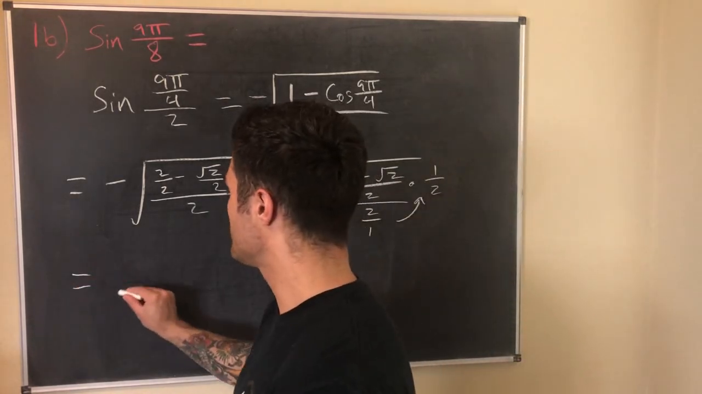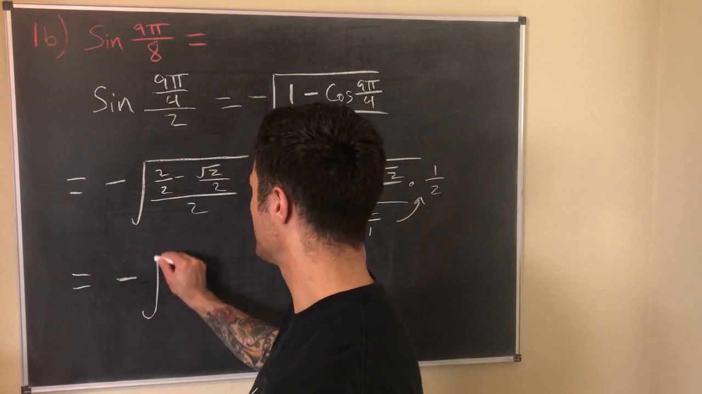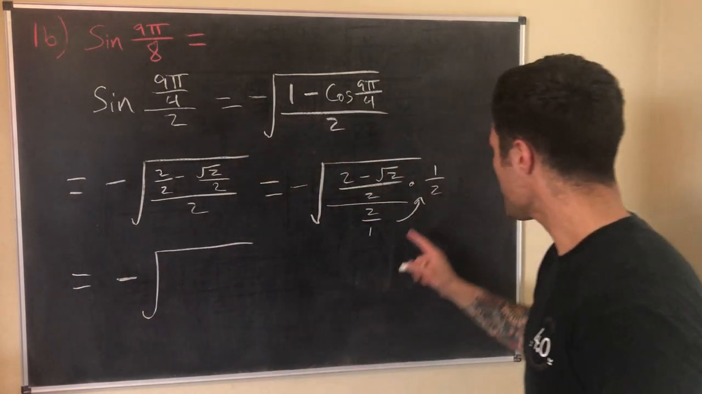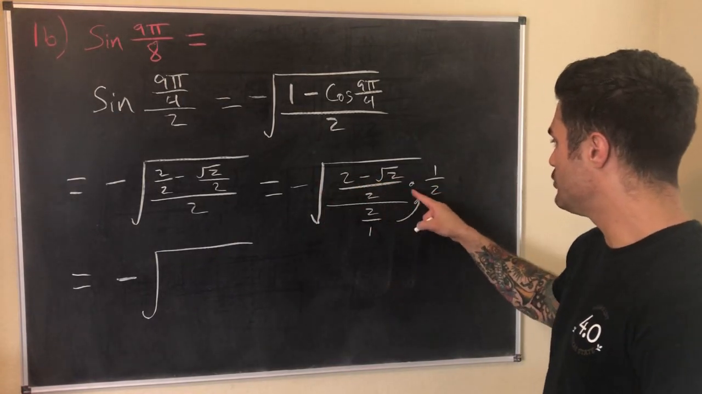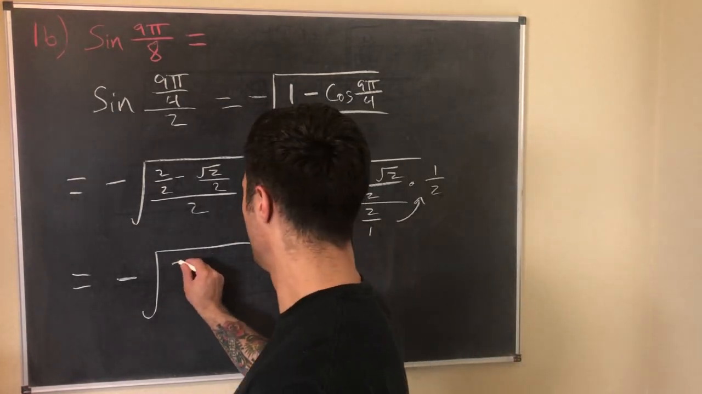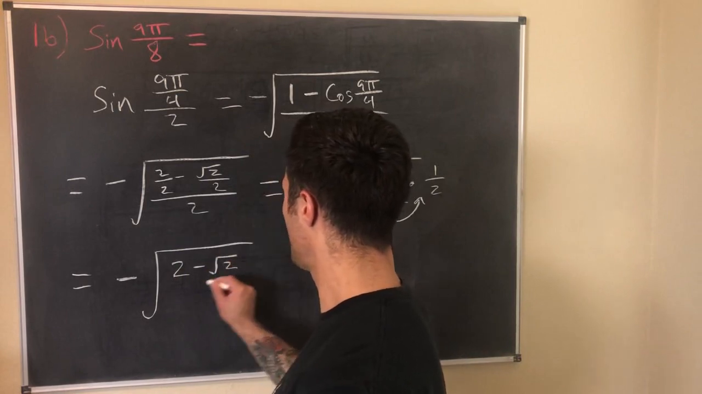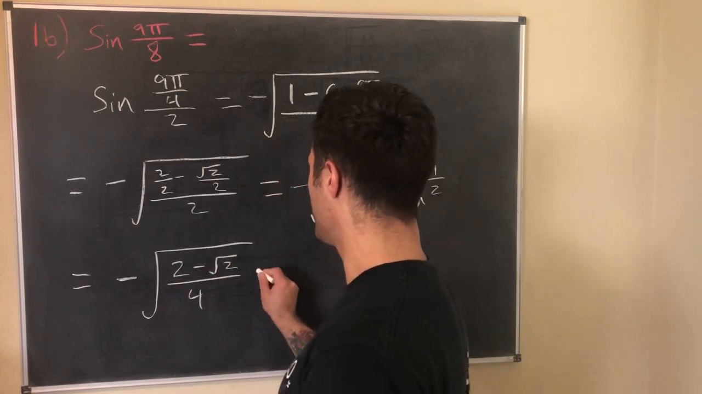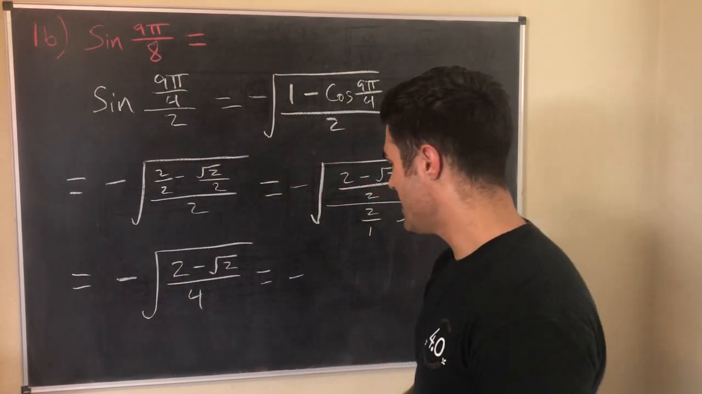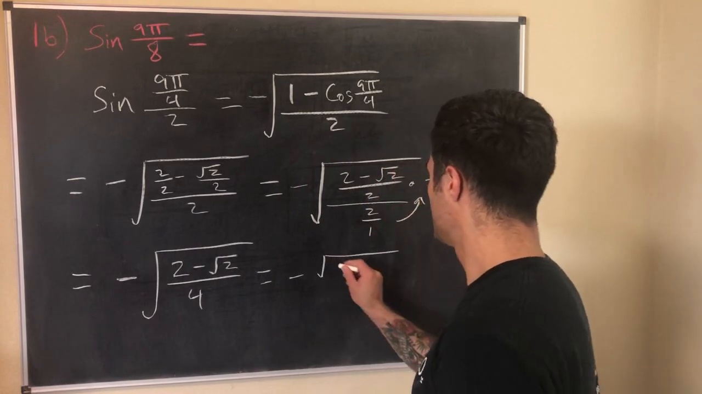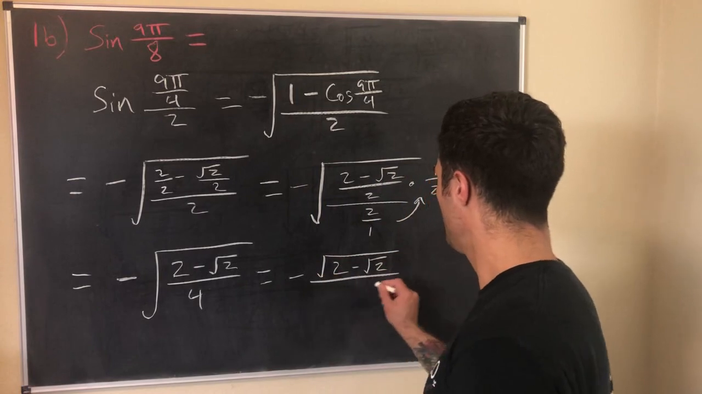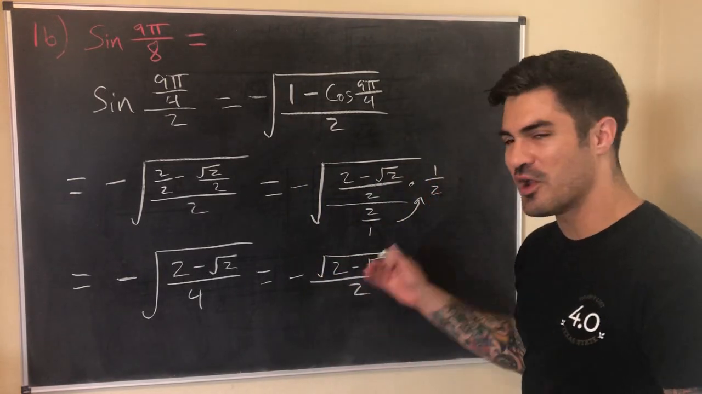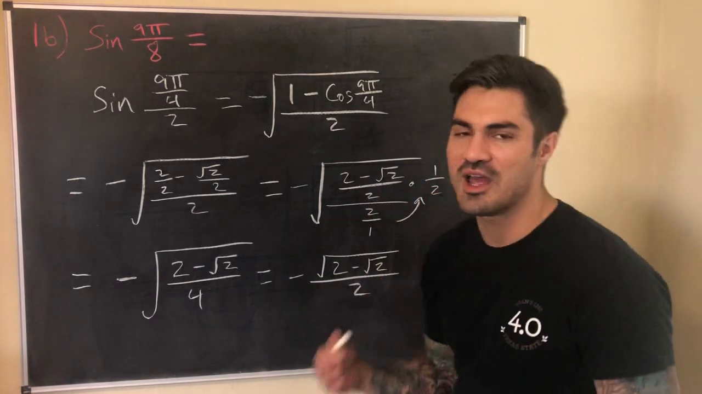And this equals, I'm going to not lose my negative, let's write it with every step. Let's see, square root of 2 minus root 2 over 4. 2 minus root 2 all over 4, and I'm going to do the same thing. I'm going to break this up, and that's going to be negative square root of 2 minus root 2 all over 2. And that's going to be my final exact value for the sine of 9 pi over 8.